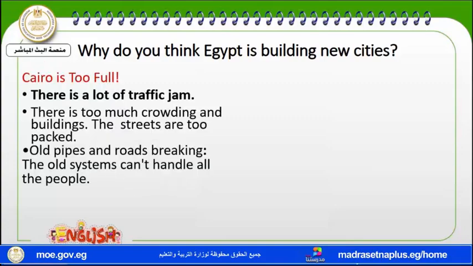Egypt is building new cities because Cairo and the current cities are now too crowded. They are too full. Full of what? They are full of traffic jams. There is too much crowding, and the buildings and people. The streets are too packed and crowded. Also, all the pipes and the roads are breaking. The old system of infrastructure can't handle all these people. So Cairo is too full. The service is not the best. So Egypt started building the new administrative capital as well as new cities.